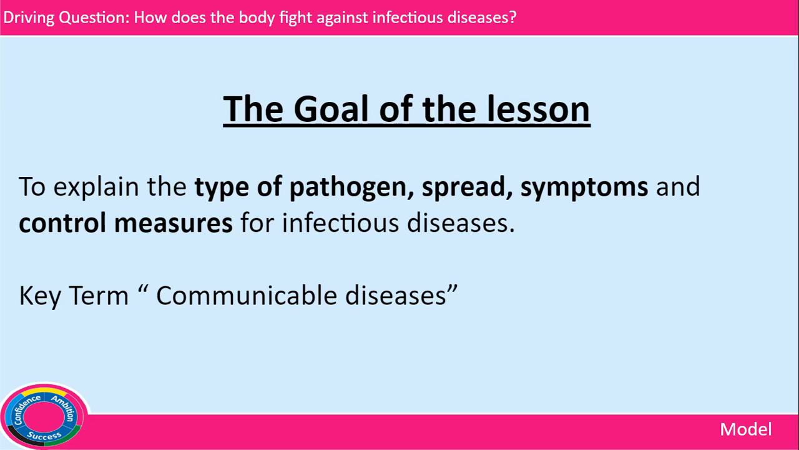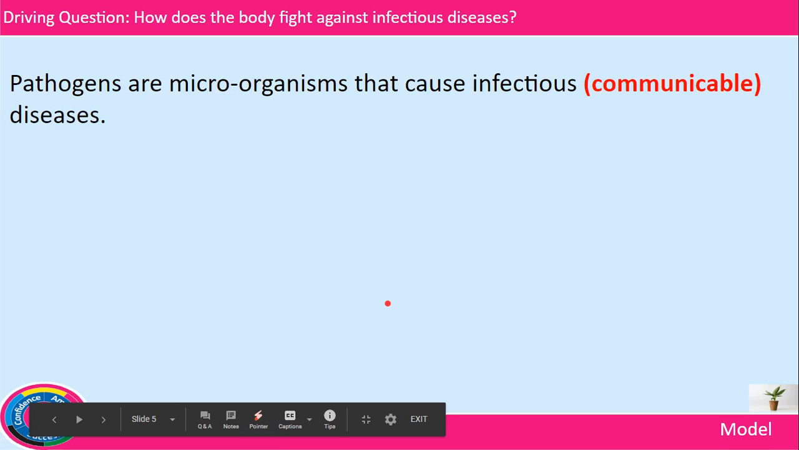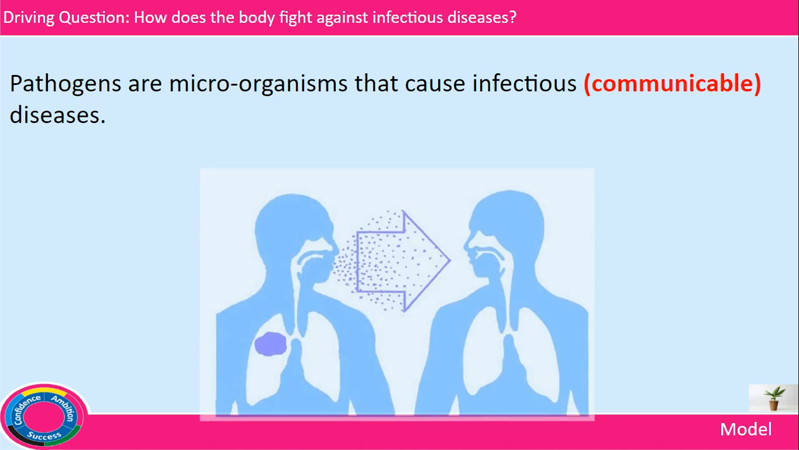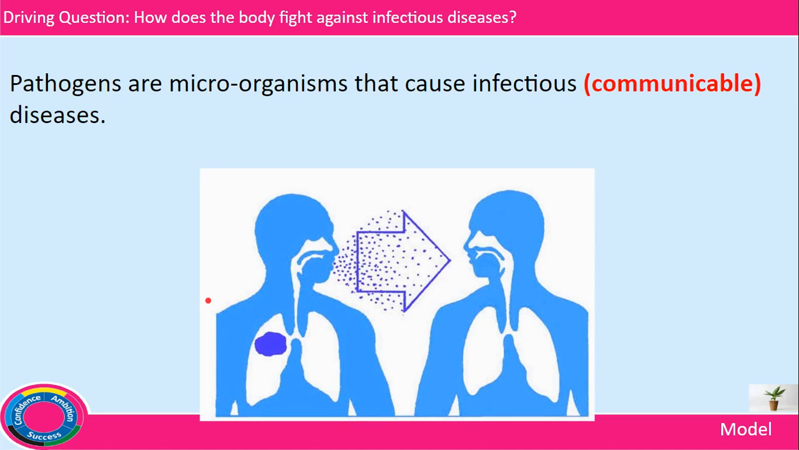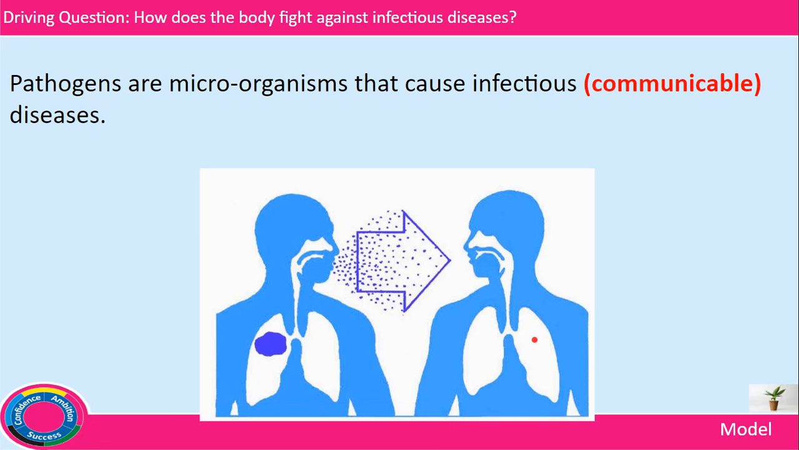And your key term for today is communicable diseases. Right. Pathogens are microorganisms that cause infectious diseases or communicable diseases. A communicable disease is a disease that can spread from one individual to another individual. And just a reminder that pathogens do not only affect animals, they also affect plants.